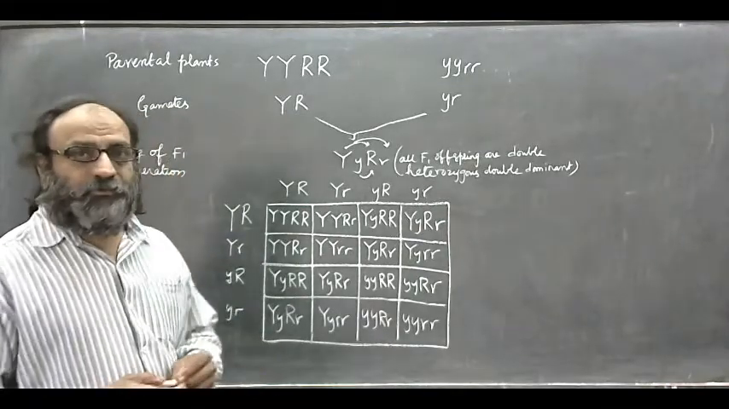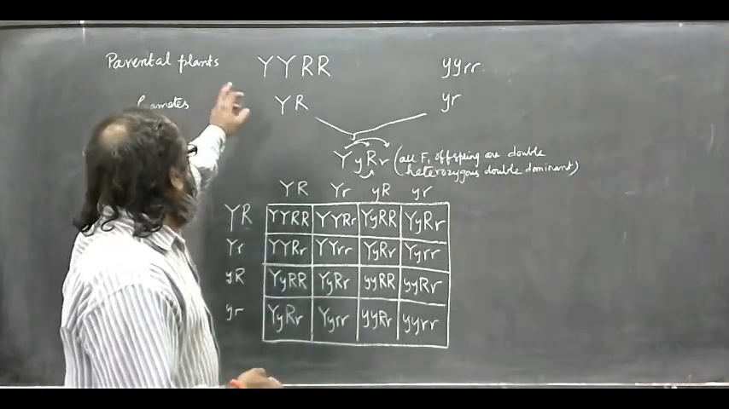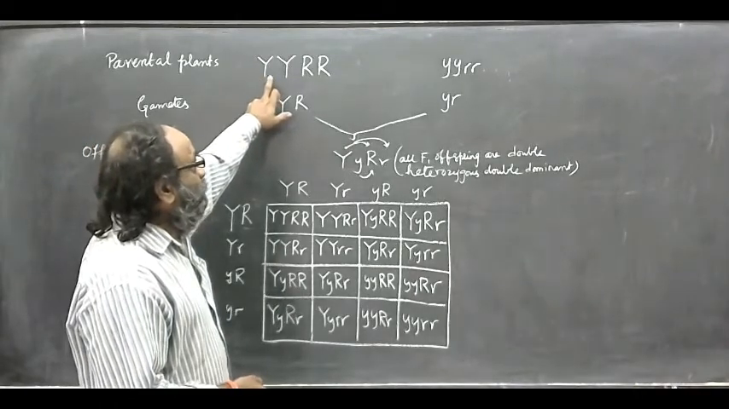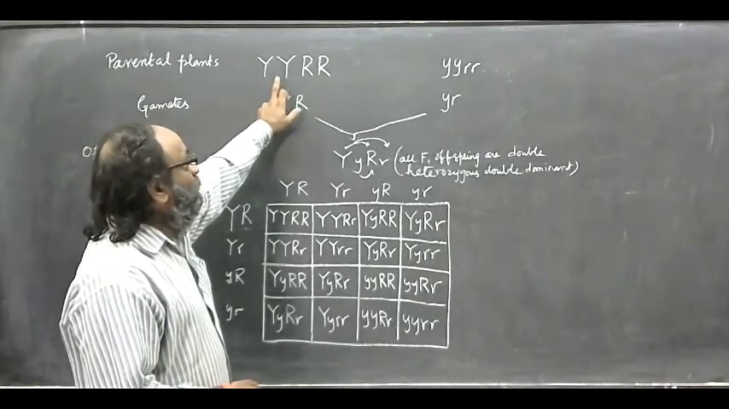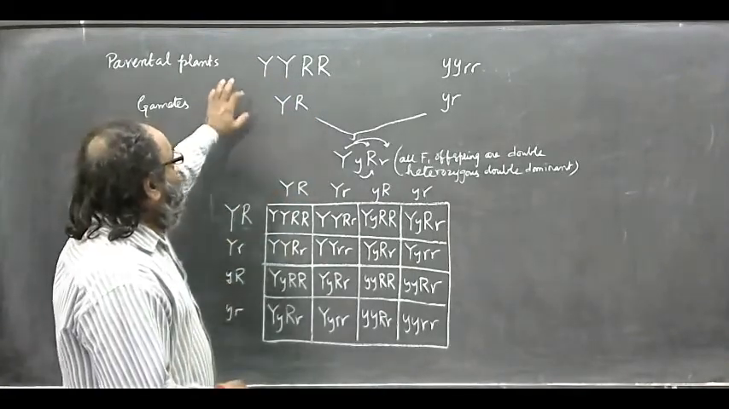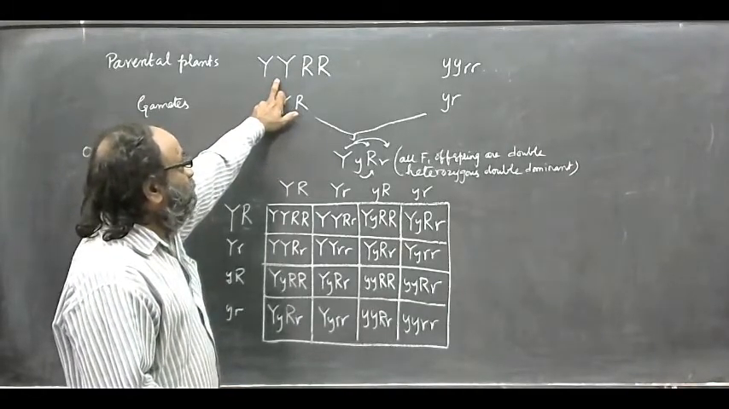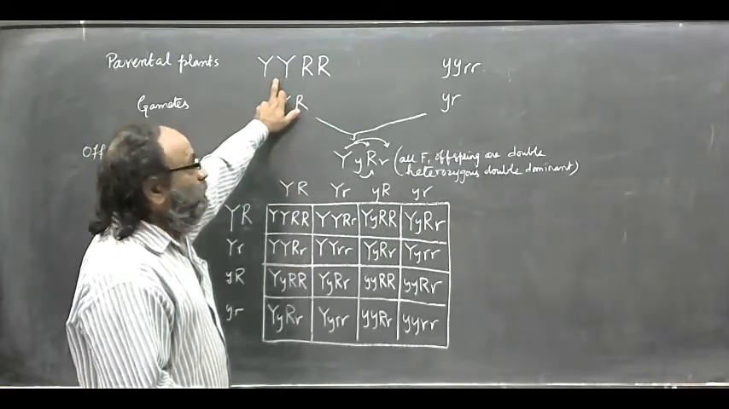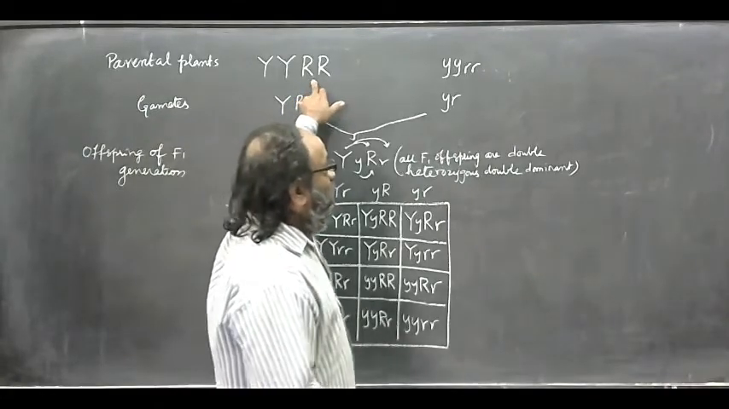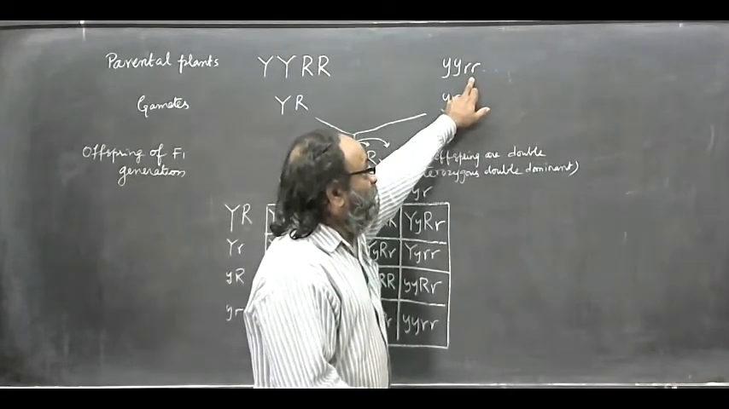So now we are going to discuss this dihybrid cross in detail. These are the parental plants. The parental plants are pure plants, double homozygous parental plants. We have taken a parental plant which is yellow colored round seeded, and the other parental plant is green colored wrinkle seeded.